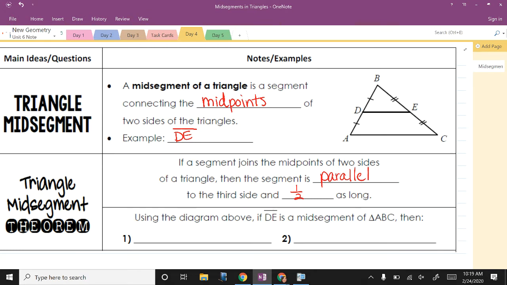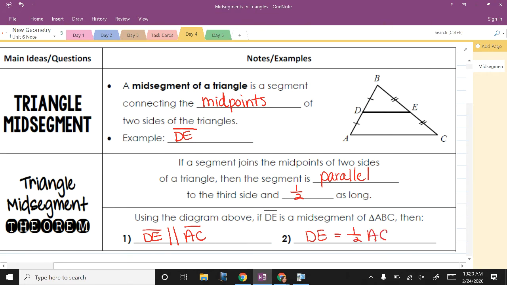So in this diagram above, since DE is a mid-segment of triangle ABC, then segment DE is parallel to which segment? AC. Very good. And the length of DE is a half of the length of segment AC.